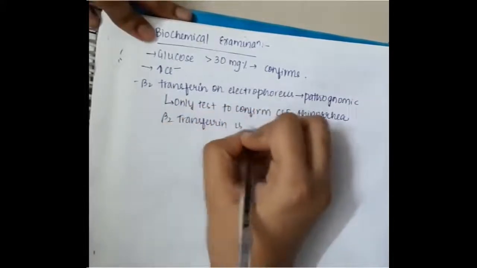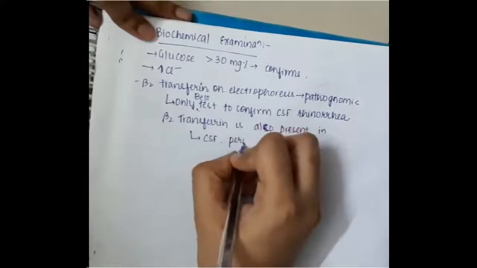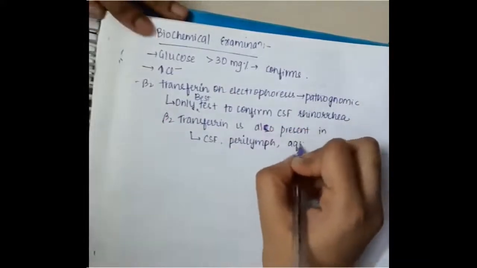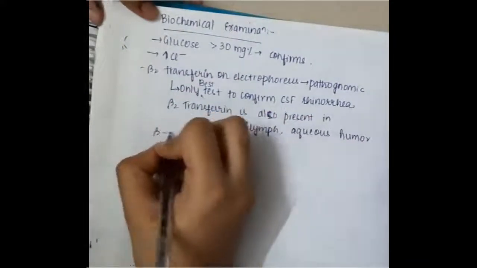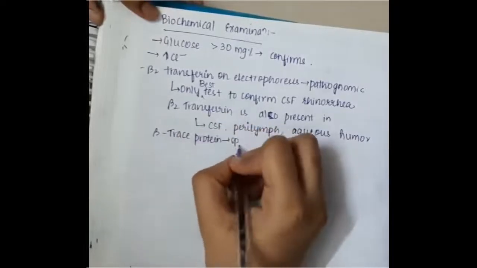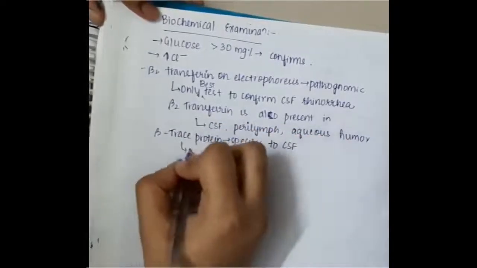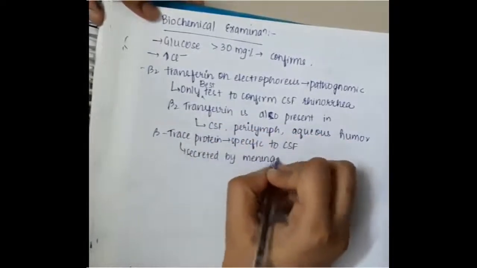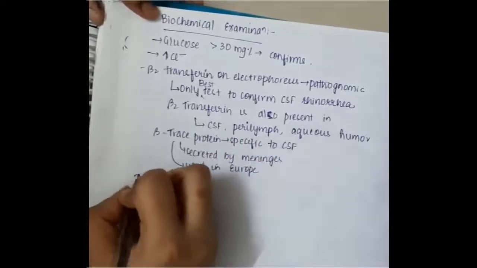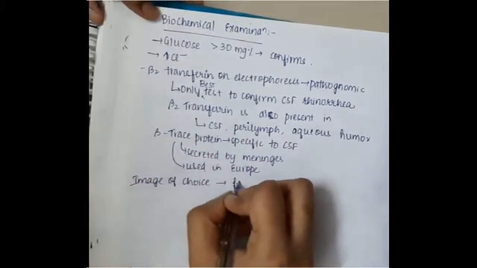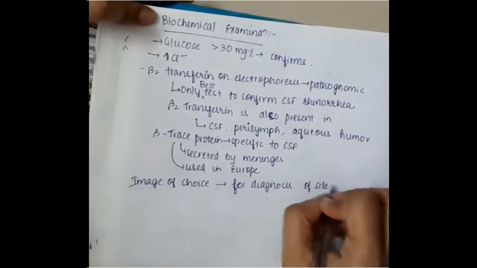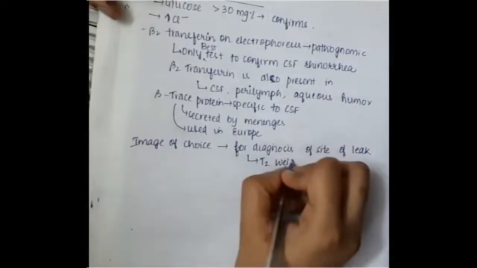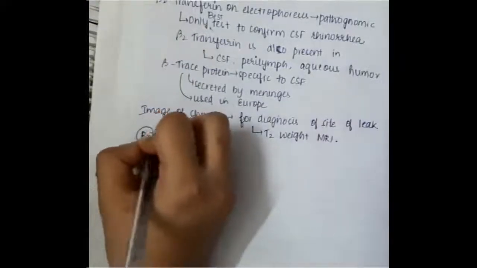Beta transferrin is also present in perilymph and aqueous humor, along with cerebrospinal fluid. Then we also have one more protein called beta trace protein, which is specific to CSF. This beta trace protein is secreted by the meninges and it is used in Europe. The imaging of choice for diagnosis of the site of leak is T2 weighted MRI.